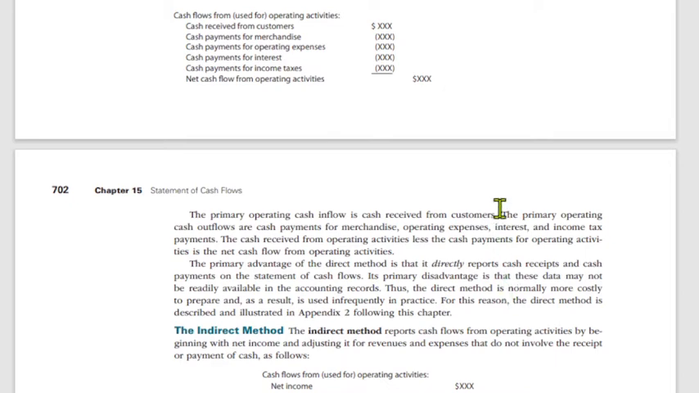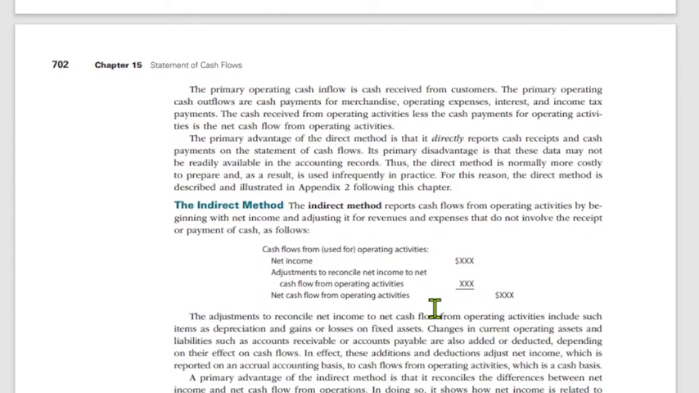Kaya nga ang sinasabi dito, the primary advantage of the direct method is that it directly reports cash receipts and cash payments on the statement of cash flows. Its primary disadvantage is that this data may not be readily available in the accounting records. Thus, the direct method is normally more costly to prepare and as a result is infrequently used in practice. So in practice, ang mas ginagamit is the indirect method. Ano ba yung kaibahan nila?